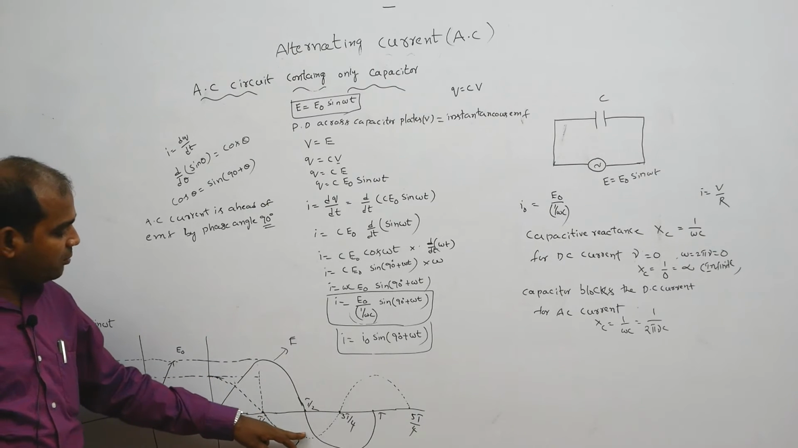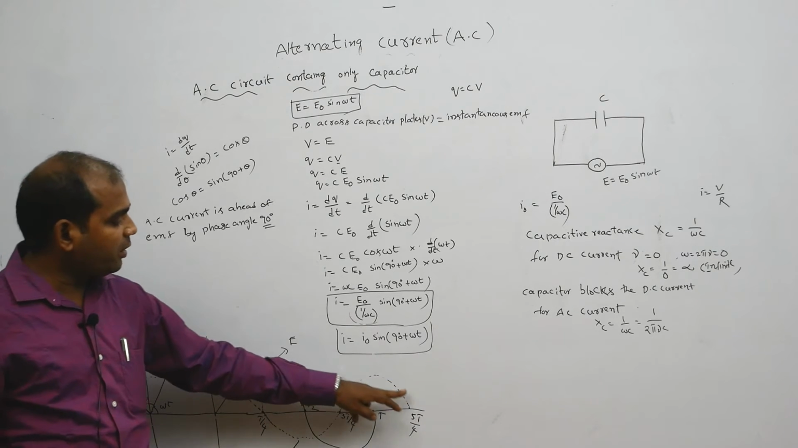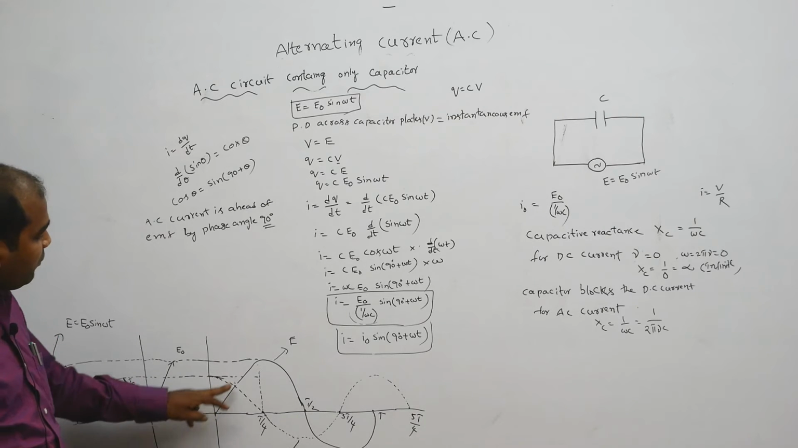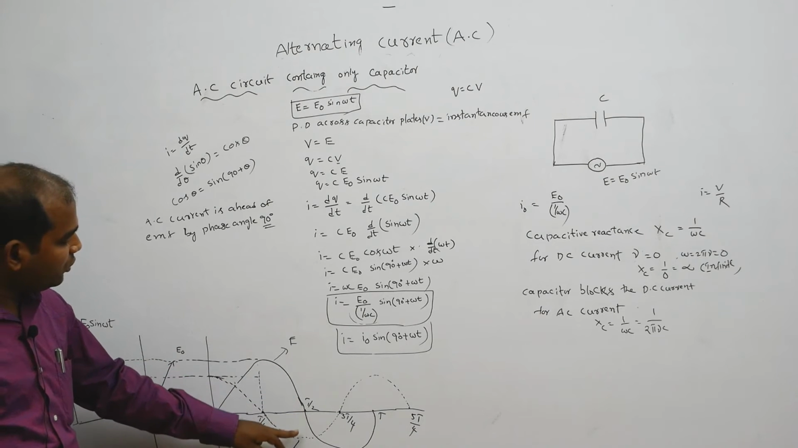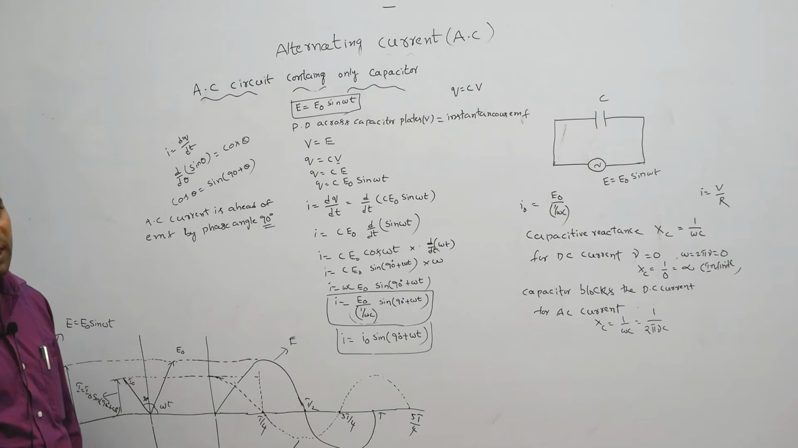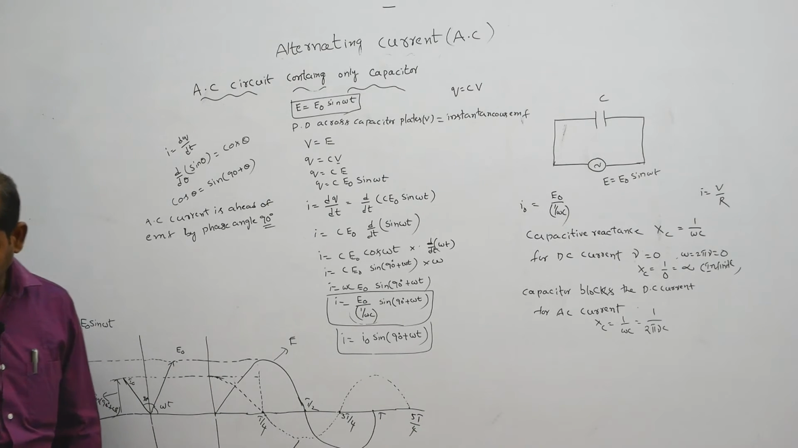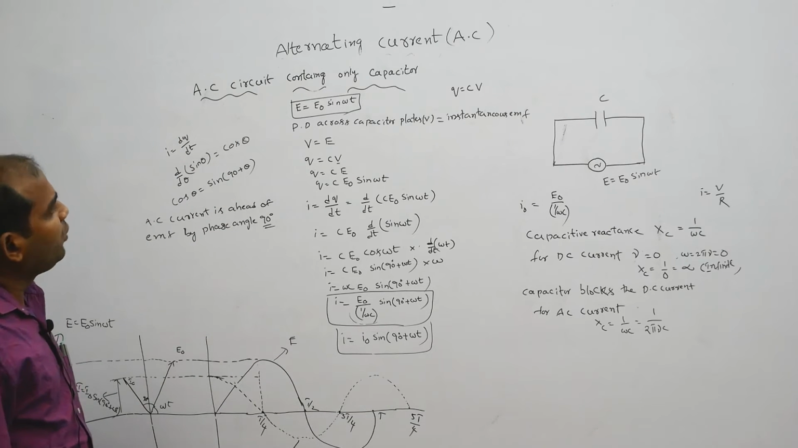And again it remains maximum at T by 2 and becomes 0 at 3T by 4, and thereafter continues. So how much is the phase angle? 90 degrees. When the EMF gets maximum, the current is 0. When the EMF gets 0, the current is maximum. So there is a 90 degrees phase angle, but the current is ahead of the EMF. In this way we understand well the AC circuit containing only a capacitor.